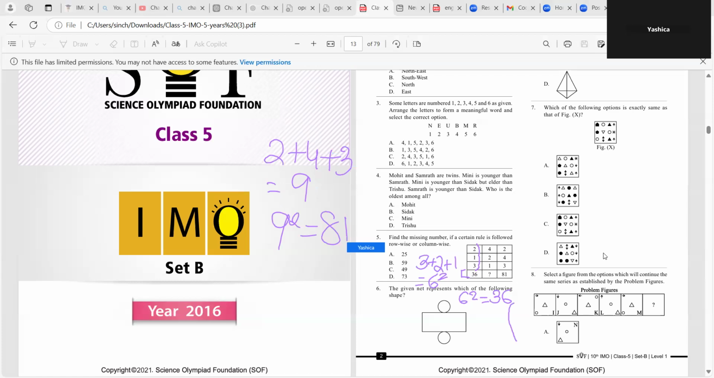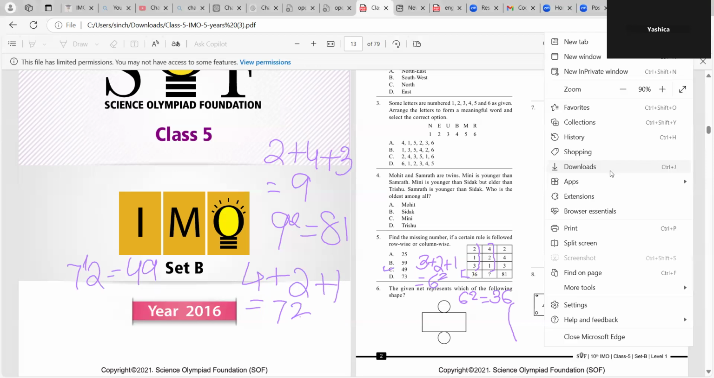Now what we will do here, we have all of the 3 numbers. So then 4 plus 2 plus 1 is equal to 7, and 7 squared is equal to 49, option C. That is not 7 2, that is 7 square. Yes, it's correct.